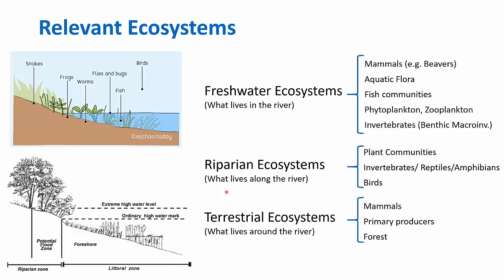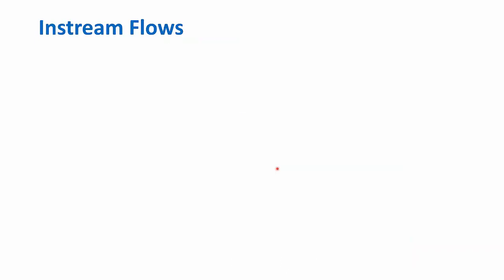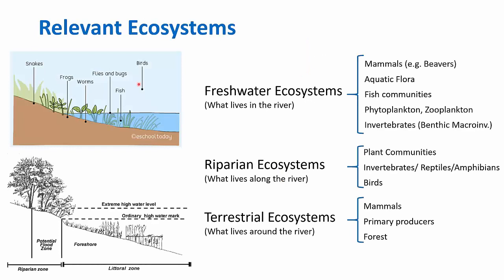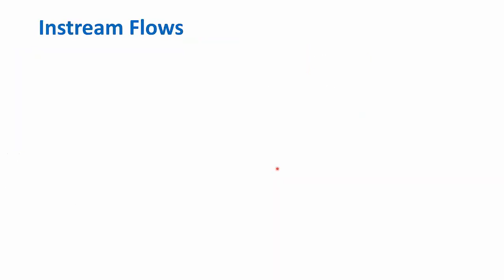So in terms of terrestrial ecosystems, yes, those also benefit from having a healthy riparian corridor, having a healthy river. I agree, but those are not primarily studied when we're determining environmental flows. The ones that are primarily studied are these freshwater riverine ecosystems and then these riparian ecosystems. So again, talking about in-stream flows, this is the part relevant to the environment.